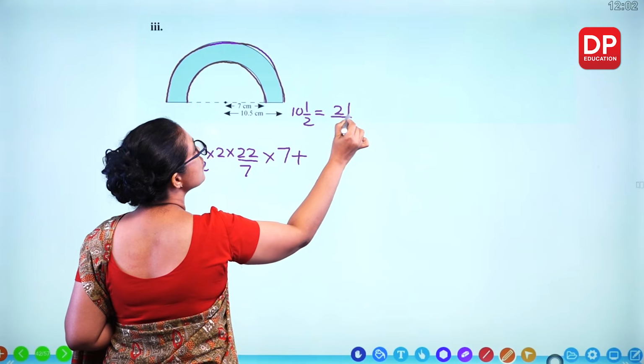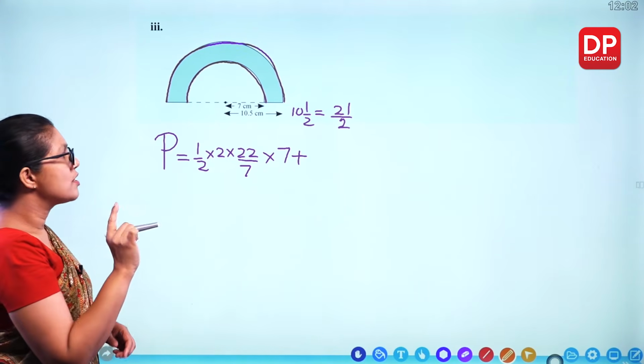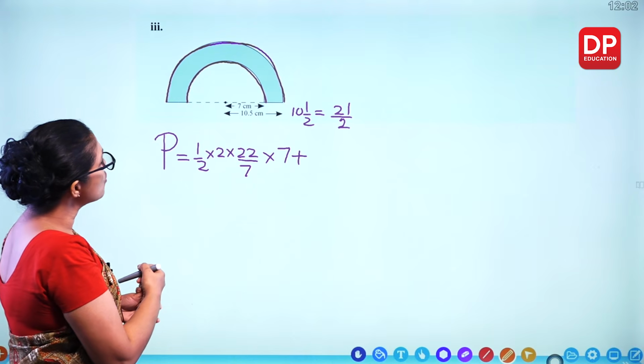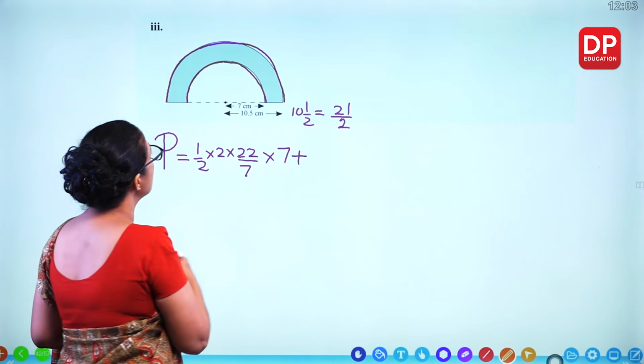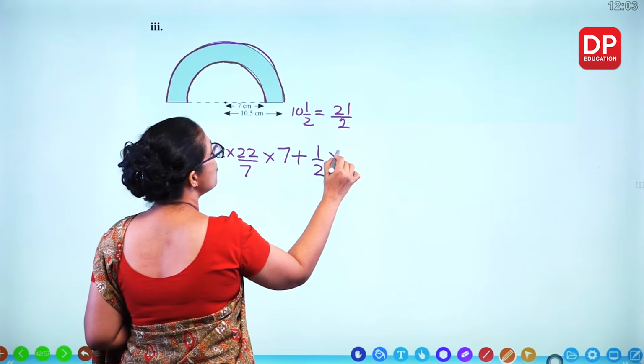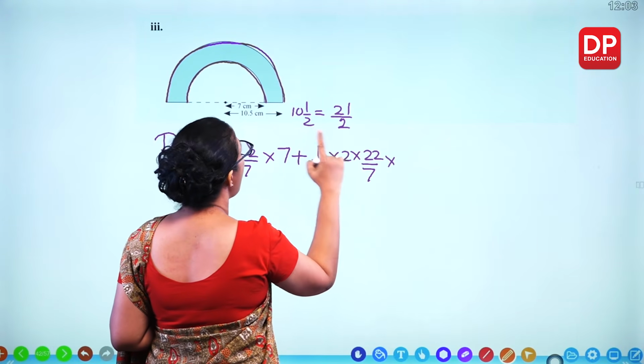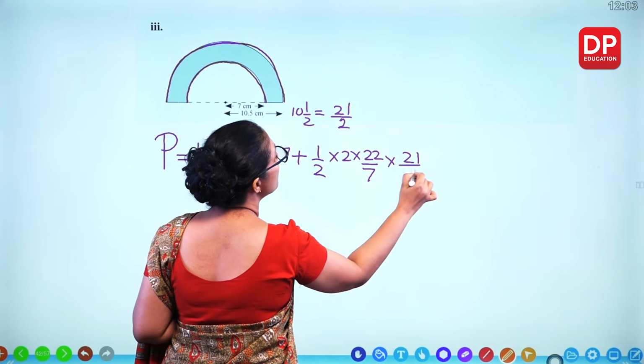Convert to improper fractions, you get 21 over 2. That's easy to use, 21 over 2. So what's the circumference of the bigger one? Half, 2 pi, 22 over 7 into r. R is 21 over 2.